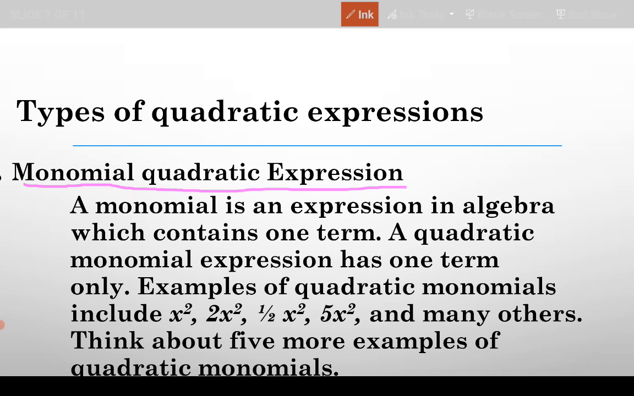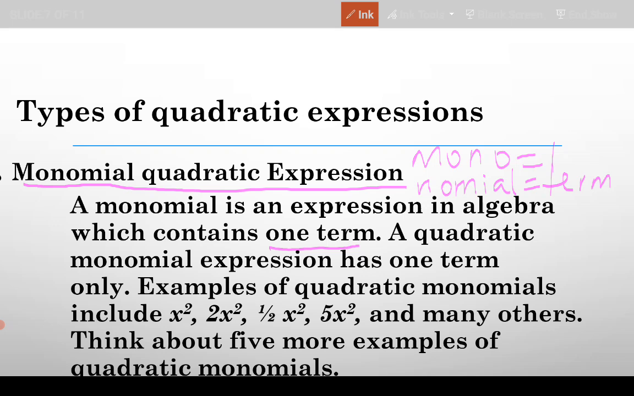All right, so a monomial is simply an expression in algebra or in mathematics which contains one term. Mono, the word mono, means one. So such an expression has one term. Nomial, the word nomial means term. So monomial means one term. So an expression having one term is called a monomial. A quadratic monomial expression has one term only.